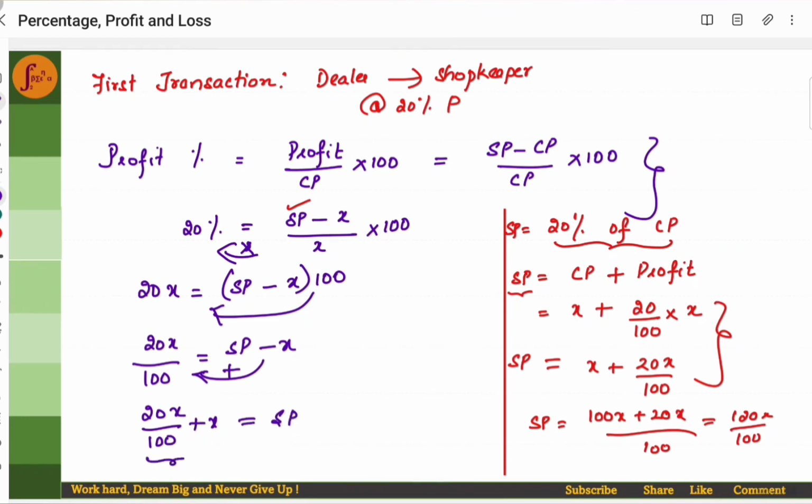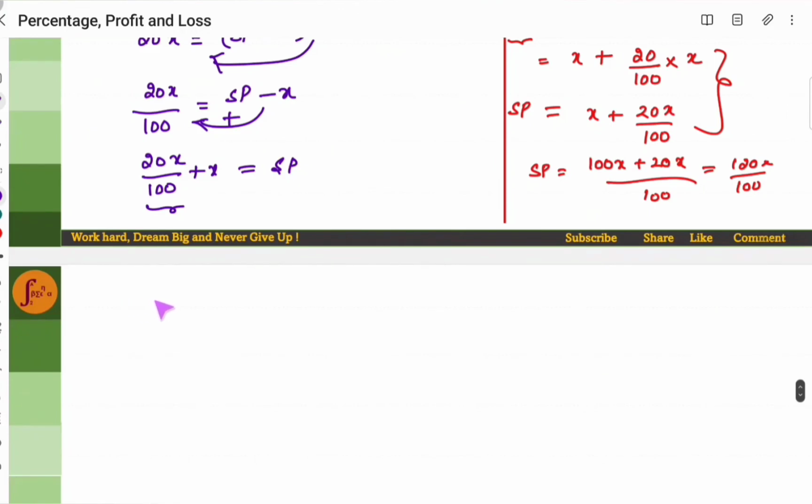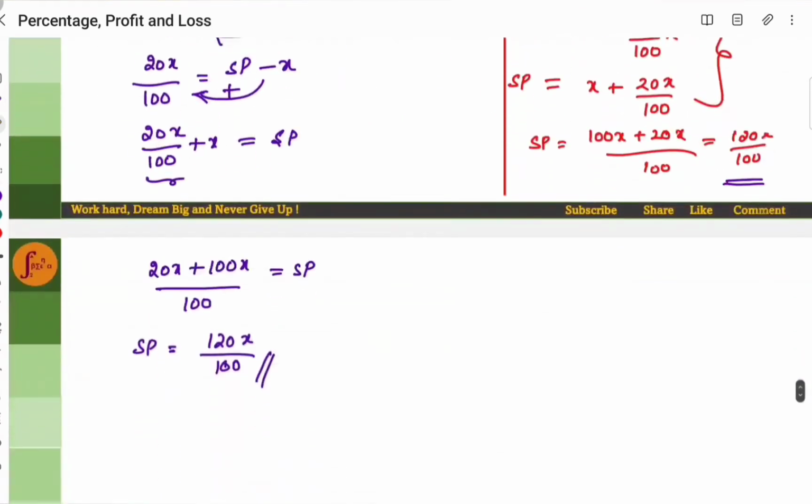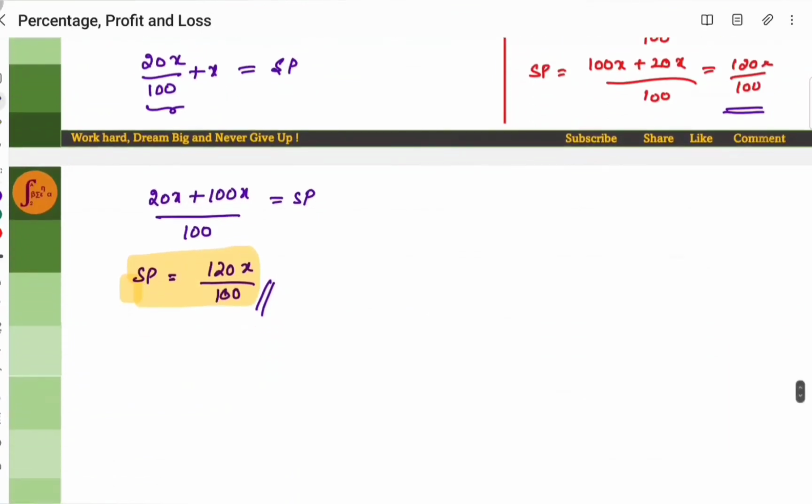Now again, we got the same thing. If I take the LCM, LCM is 100, so I'll get 20x plus 100x is equal to selling price, which is nothing but 120x by 100. Same thing I got in both the methods. This is the first transaction. Now let's go to the second transaction.